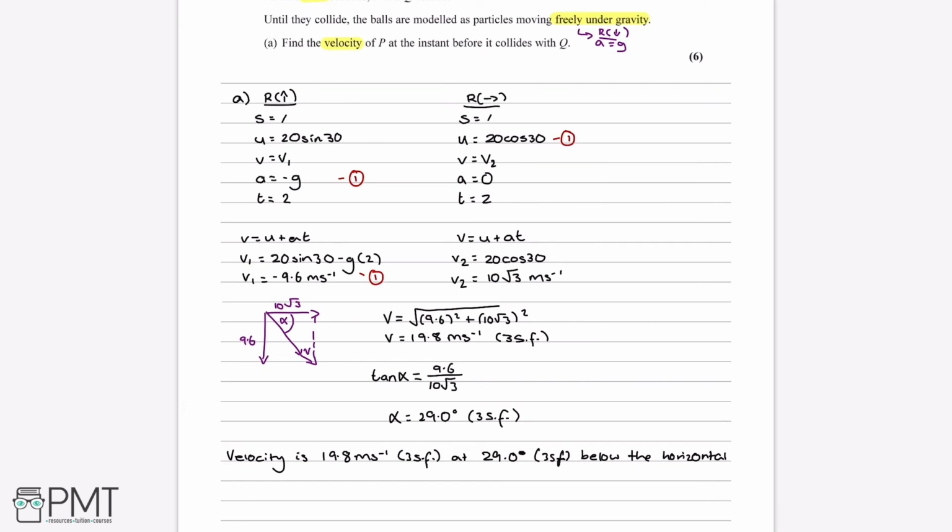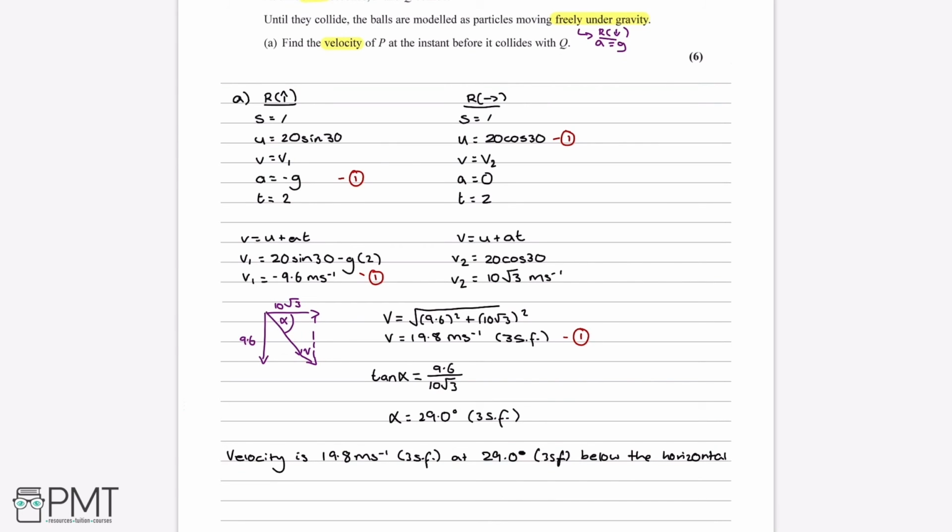And now we get another method mark for finding the speed. You can do this using Pythagoras' theorem or trigonometry. We've done it here with Pythagoras' theorem, so that's another mark, just as a method mark for doing it at all, not for getting the answer.